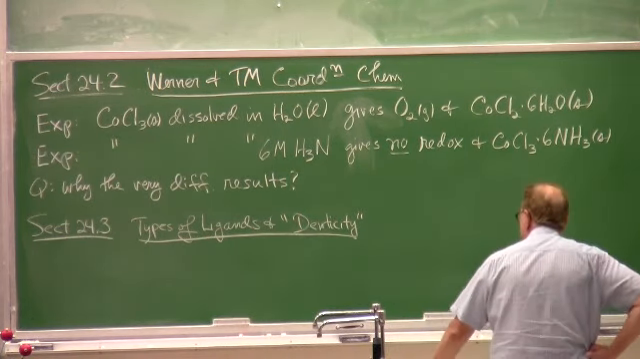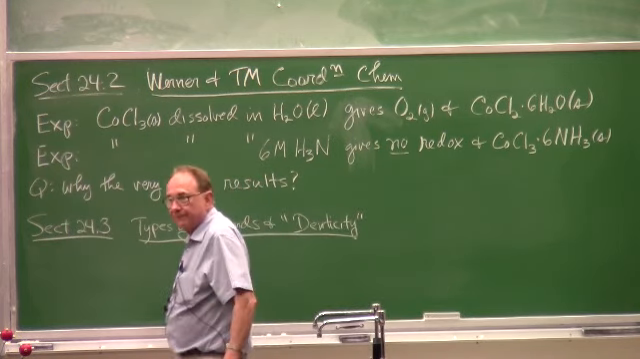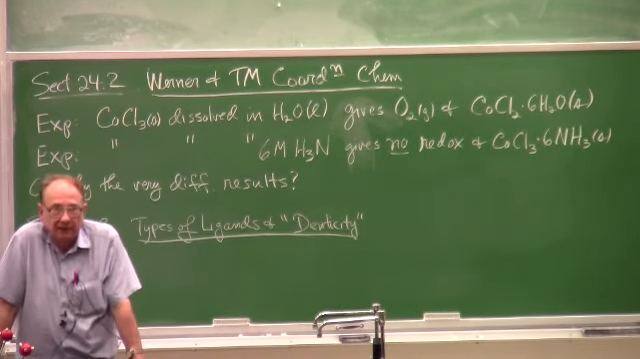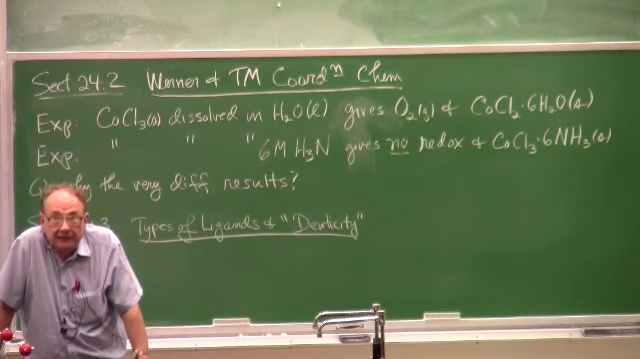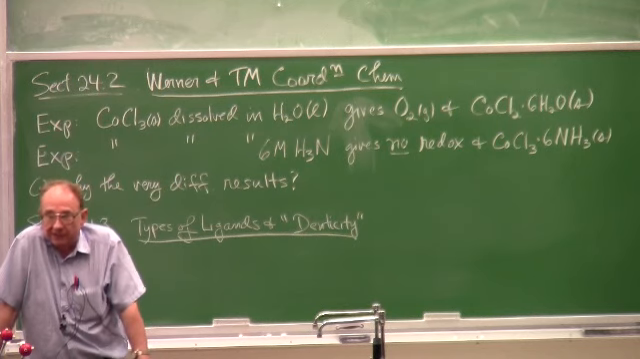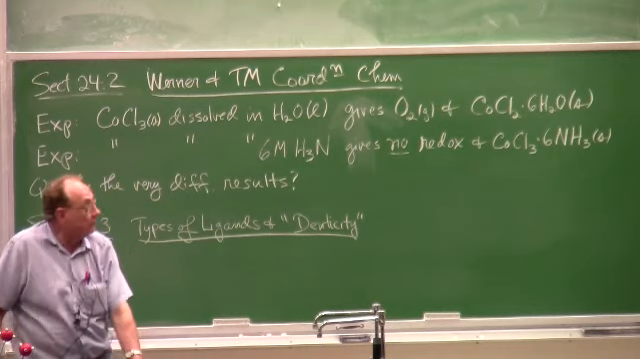Like Werner's quote-unquote discovery of the coordinate covalent bond for transition metal complexes. I say quote-unquote because I don't know that Werner actually recognized what a coordinate covalent bond is. But he did recognize that something was novel and unusual about the formation of bonds that took place when transition metal atoms and ions reacted with certain molecules.